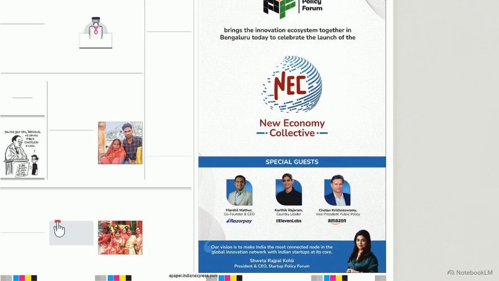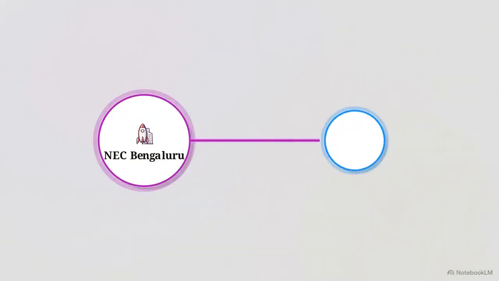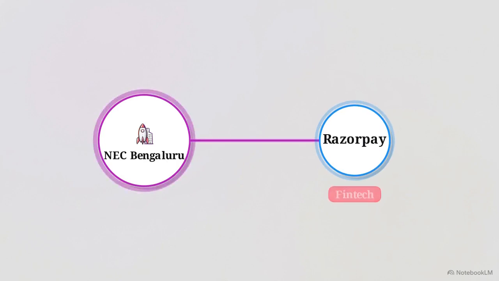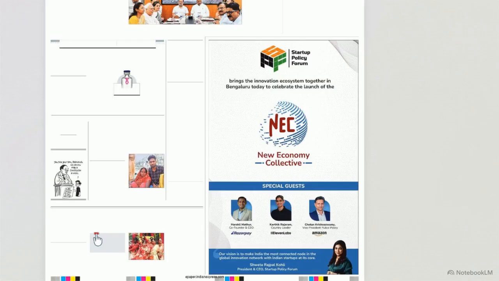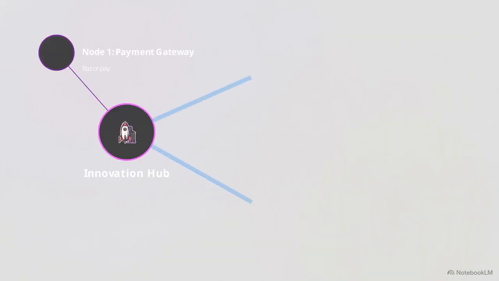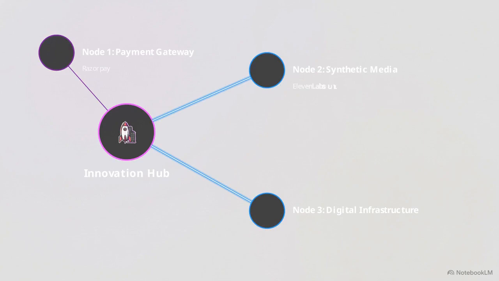Checking the special guests, the first major player is Harshal Mathur from Razorpay. This covers the fintech vertical. Draw your first branch off the center, label it Razorpay, and tag it as fintech. Scanning the rest of the list, we find Karthik Rajaran from 11 Labs, an audio AI company, and Chetan Krishnaswamy from Amazon, representing cloud infrastructure. Add 2 more branches. Log 11 Labs under generative AI and Amazon under cloud and e-commerce.